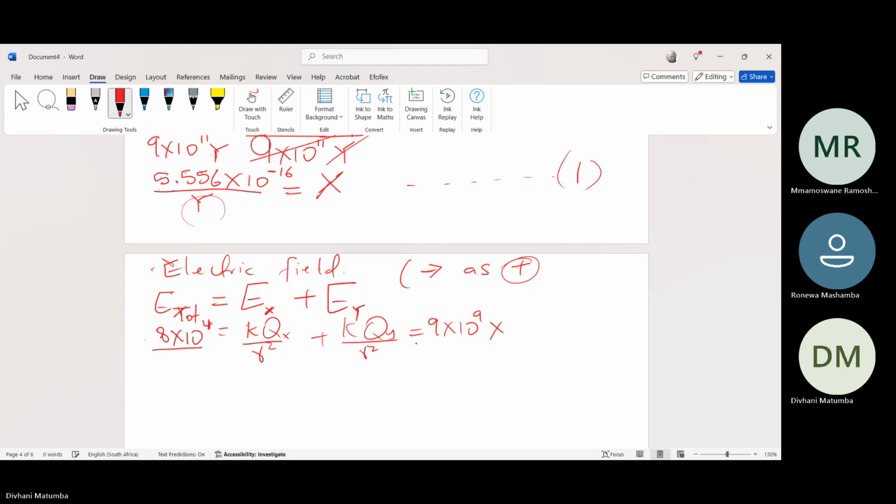So this will be equal to 9 times 10 to the power of 9 times our Q is x over halfway, which will be 0.05, plus, for the y, it will be the same thing, times y over 0.05 squared. Mamswan, do you understand why our r is 0.05?